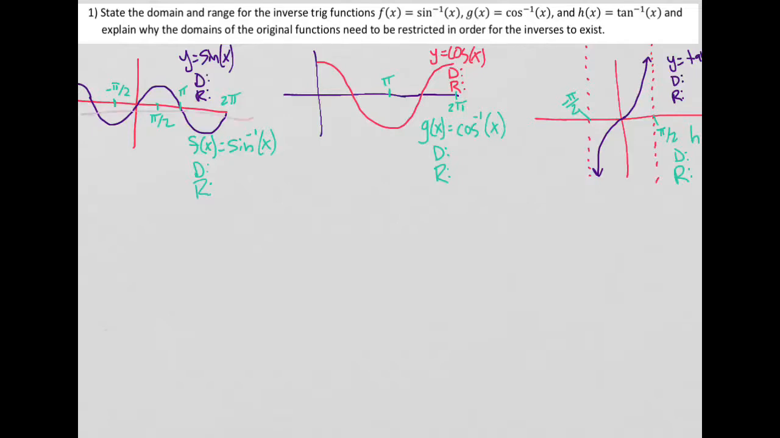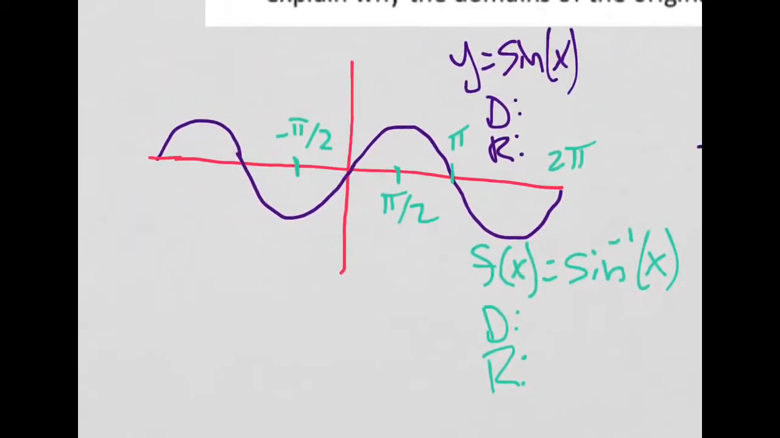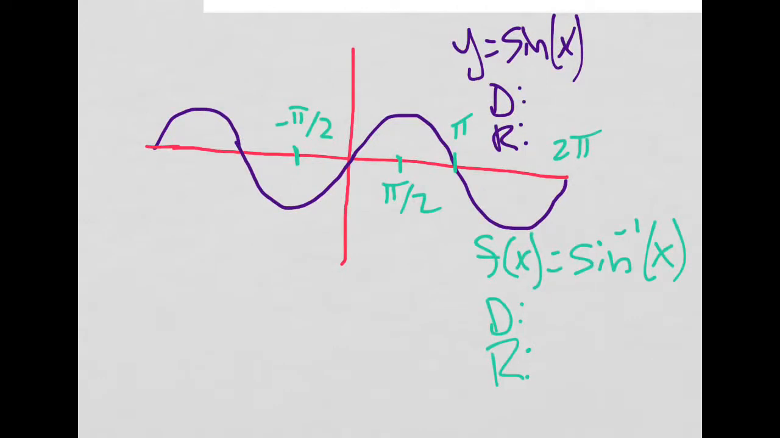So look at sine of x, it fails that test, cosine of x fails that test, and tangent, if we repeated it, would also fail that test. And so we need to restrict the functions, so let's look at each one individually. So first one, y equals sine of x. Look at this function. How do we want to restrict the domain?